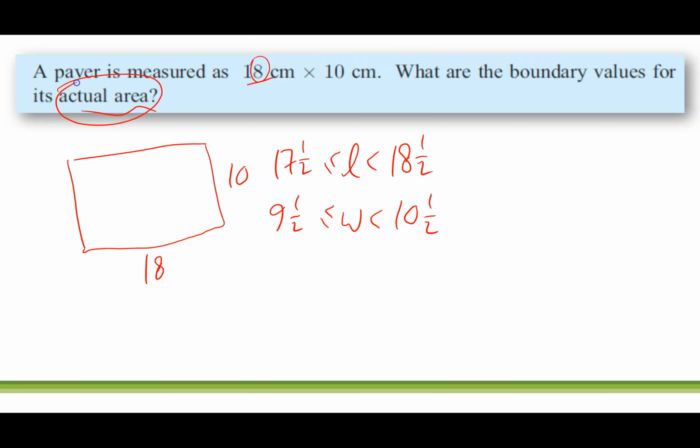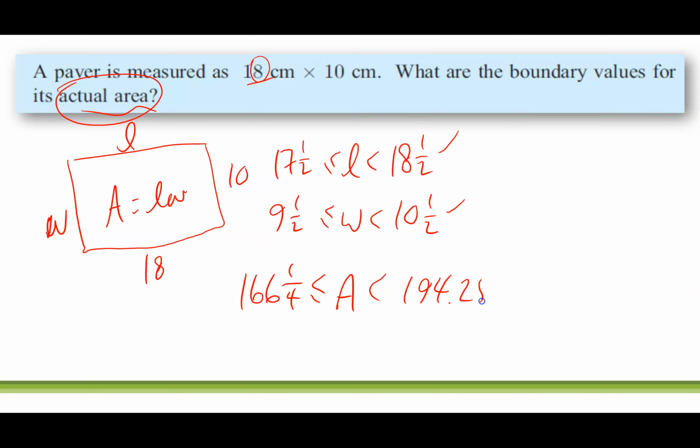So what are the boundary values for the actual area? Well, we need to recall that the area is the product of its length and its width. So that's exactly what I'm going to do. So what do we have here? We have that the smallest possible area is 166.25, and the biggest possible one is the product of these ones over here, and that's going to give me 194.25.